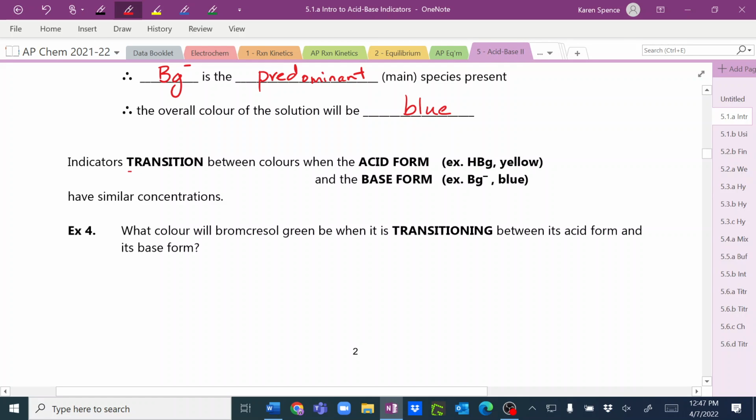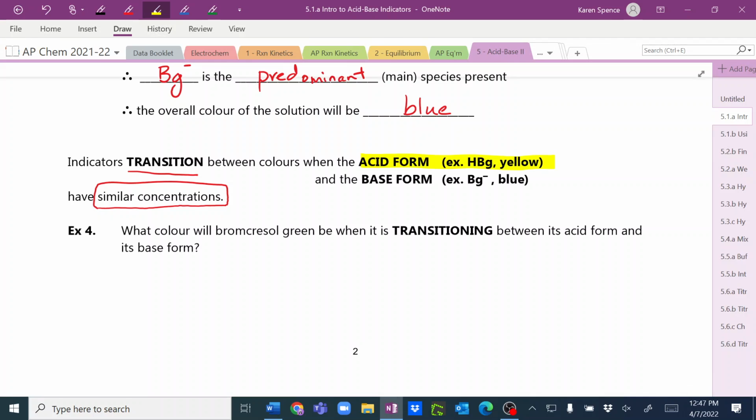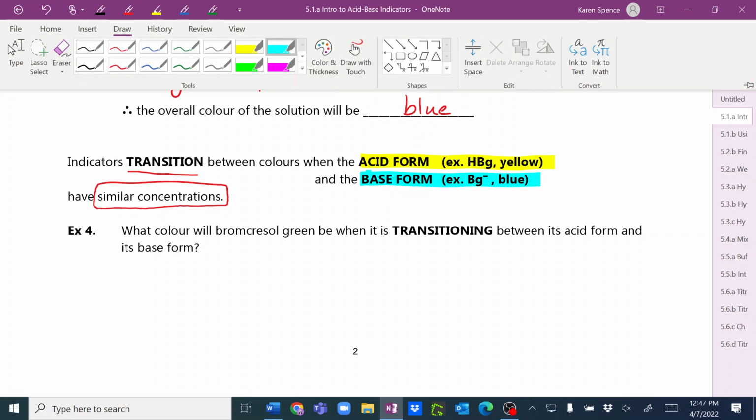Indicators transition between colors when the acid form and the base form have similar concentrations. So it will be transitioning from the acid form, which is yellow, for example, and the base form, which is blue, for example. What color will Brom Cresol green be when it is transitioning between its acid form and its base form? It will be green. Yay.